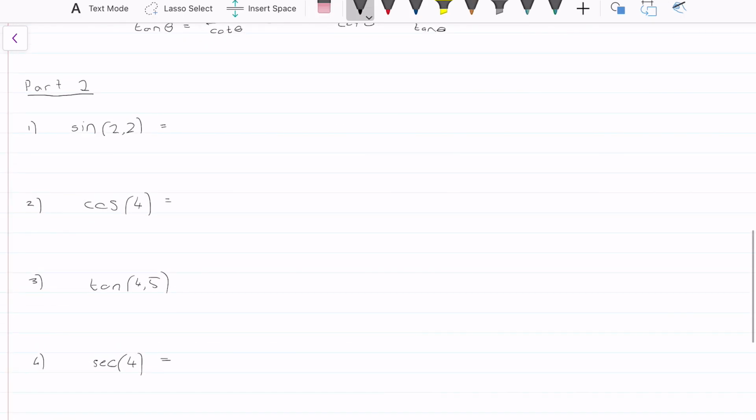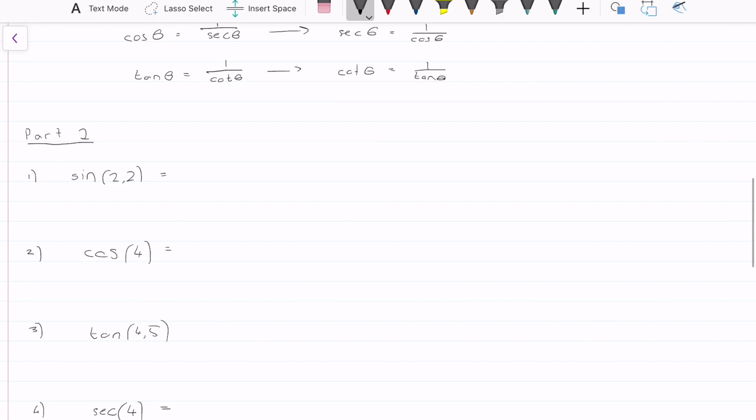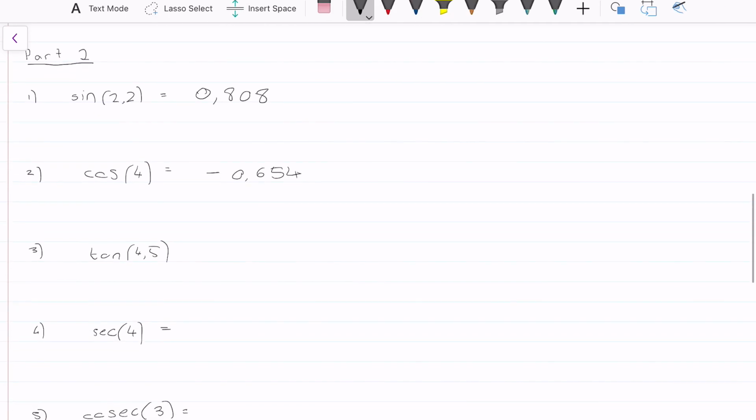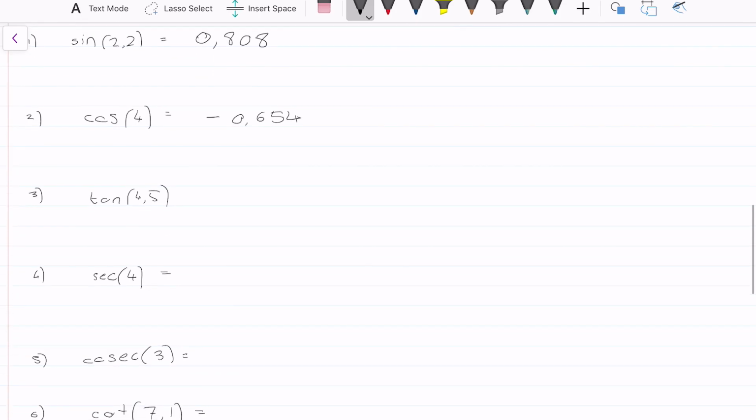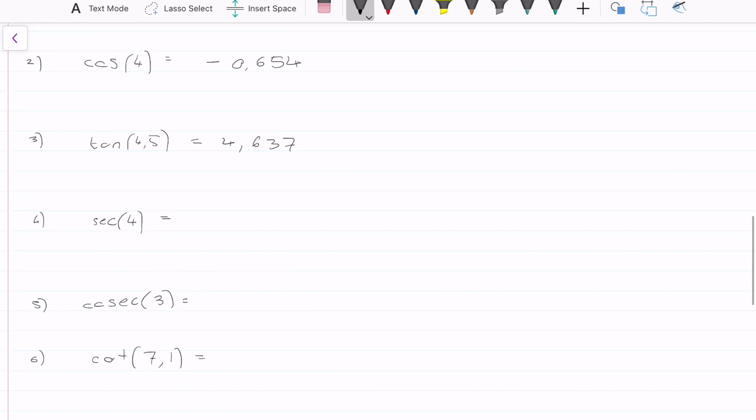The first question is fairly straightforward. You just put it into your calculator and get the output. It's just plug and chug. There we go, 0.808. That's the answer to the first one. Cos of 4 is equal to minus 0.654. So not much thinking here, guys, just putting it into your calculator. Tan 4.5 is equal to 4.637.